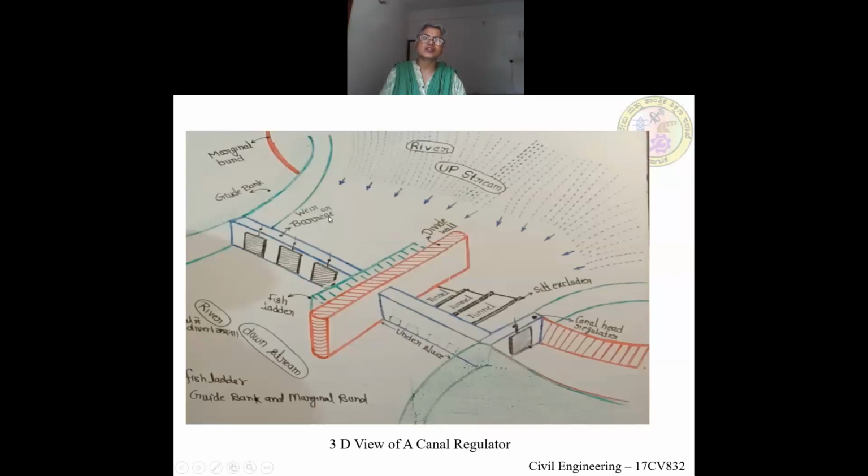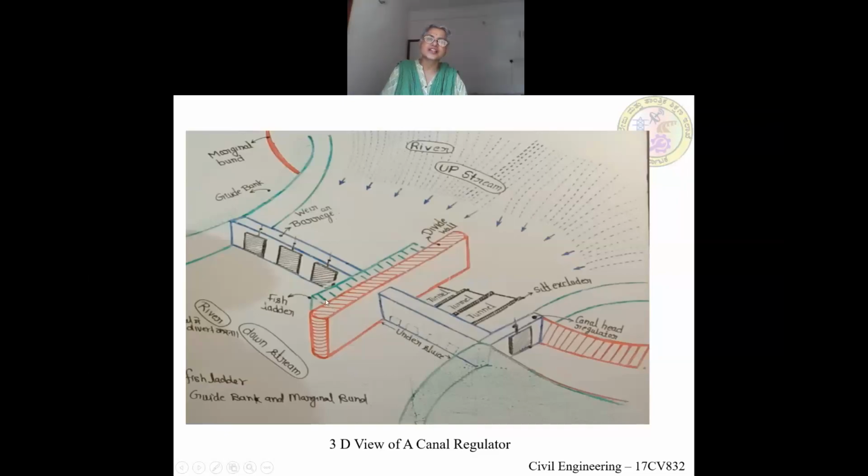One is the weir or a barrage. You know the difference between a weir and a barrage. A barrage is one which has gates. A weir is one without gates. And then the divide wall will divide the flow of water into two zones. And then there is a canal head regulator which will regulate the flow of water into the canal. And then there is a silt excluder which will collect the silt on the upstream side. There is an under sluice which helps in taking out the silt collected on the upstream side.